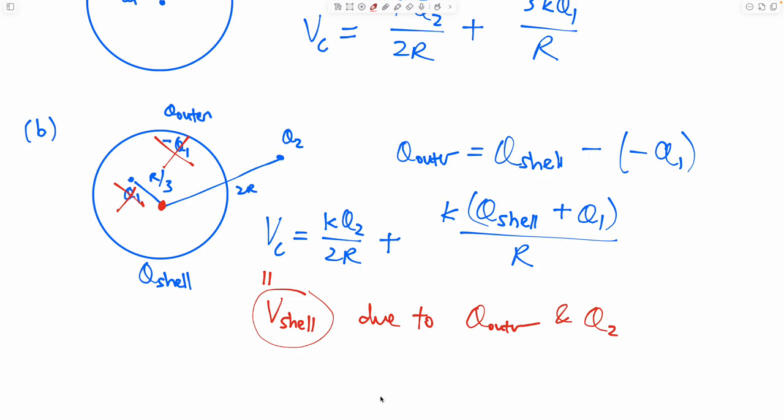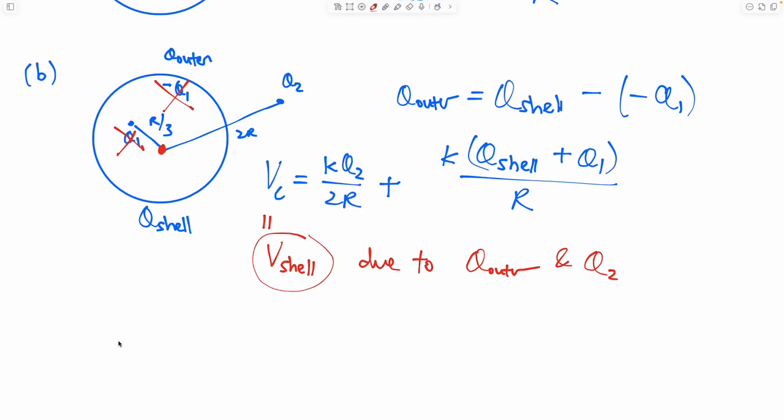Okay, great. We'll get to it right now. So, fine. V shell due to Q outer and Q2 is VC. Now, we put back in, because superposition, right? We put back in Q1 and negative Q1. And we can erase Q outer and Q2 now because we have already factored in the two of them.